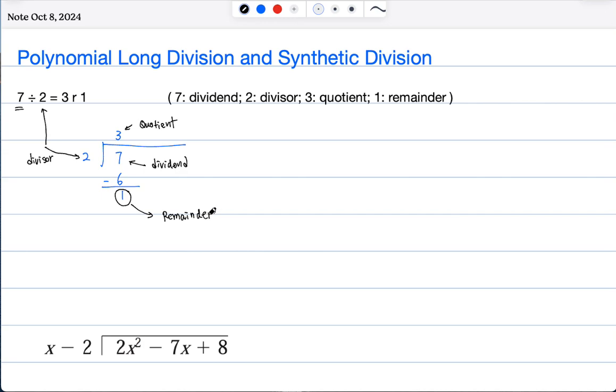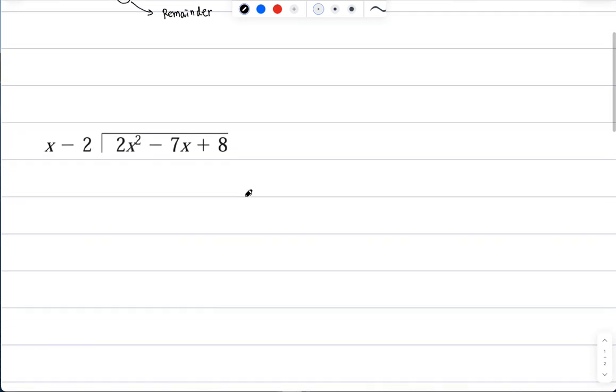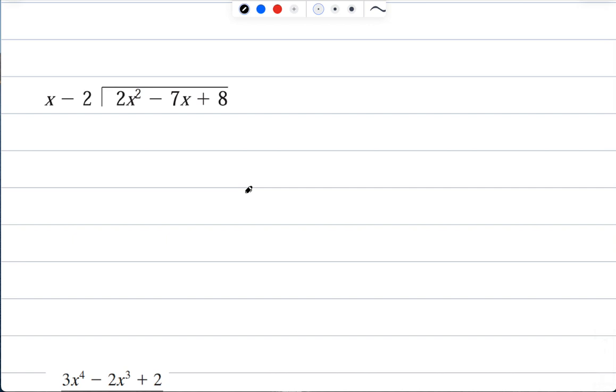This exact concept we're going to apply in polynomial long division. Then let's look at 2x squared minus 7x plus 8 divided by x minus 2. First, we want to see 2x squared divided by x. We can say, oh, we could have 2x here.